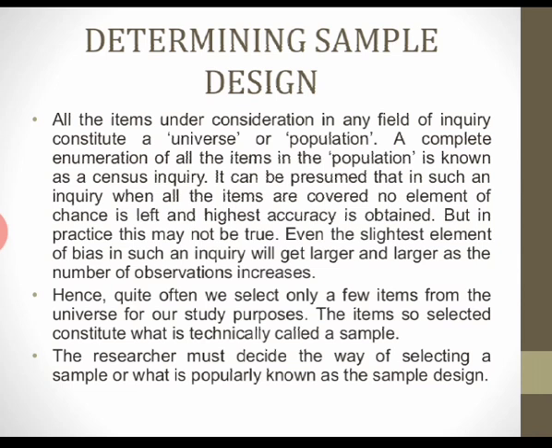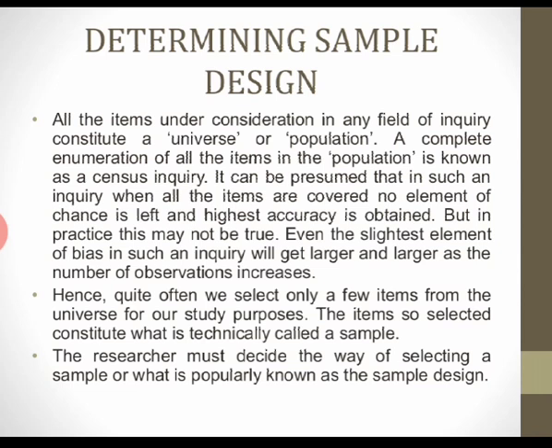A complete enumeration of all the items in a population is known as census inquiry. That means if the whole population in the universe is taken, it is termed as population or census inquiry. It can be presumed that in such an inquiry, when all the items are covered, no element of chance is left and the highest accuracy is obtained.